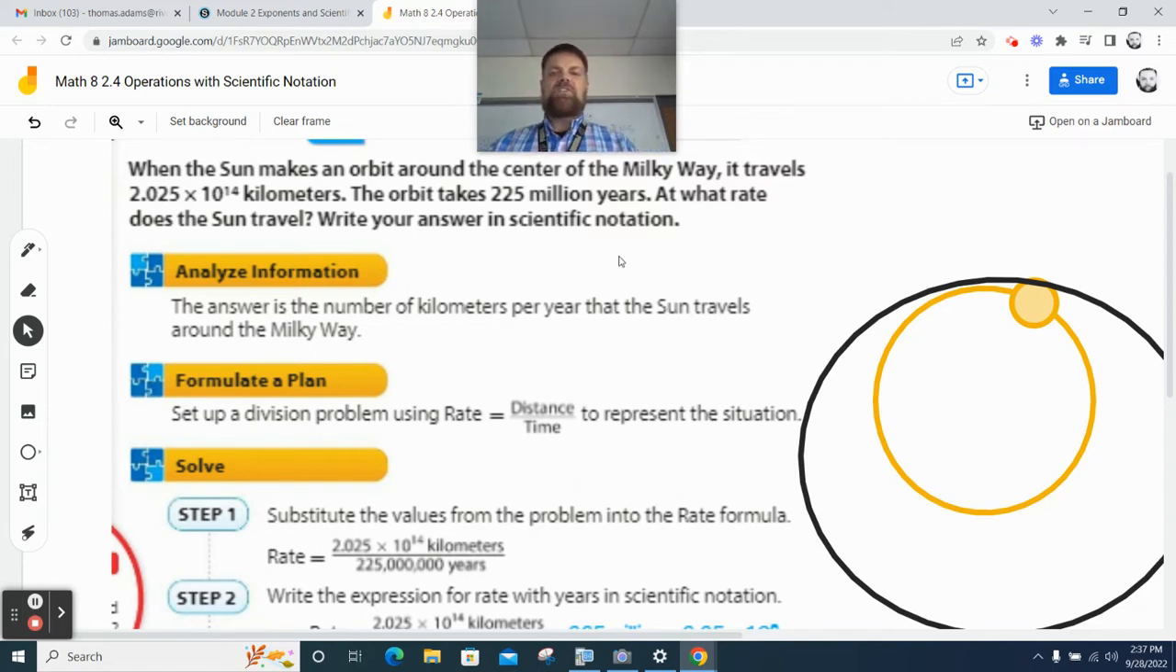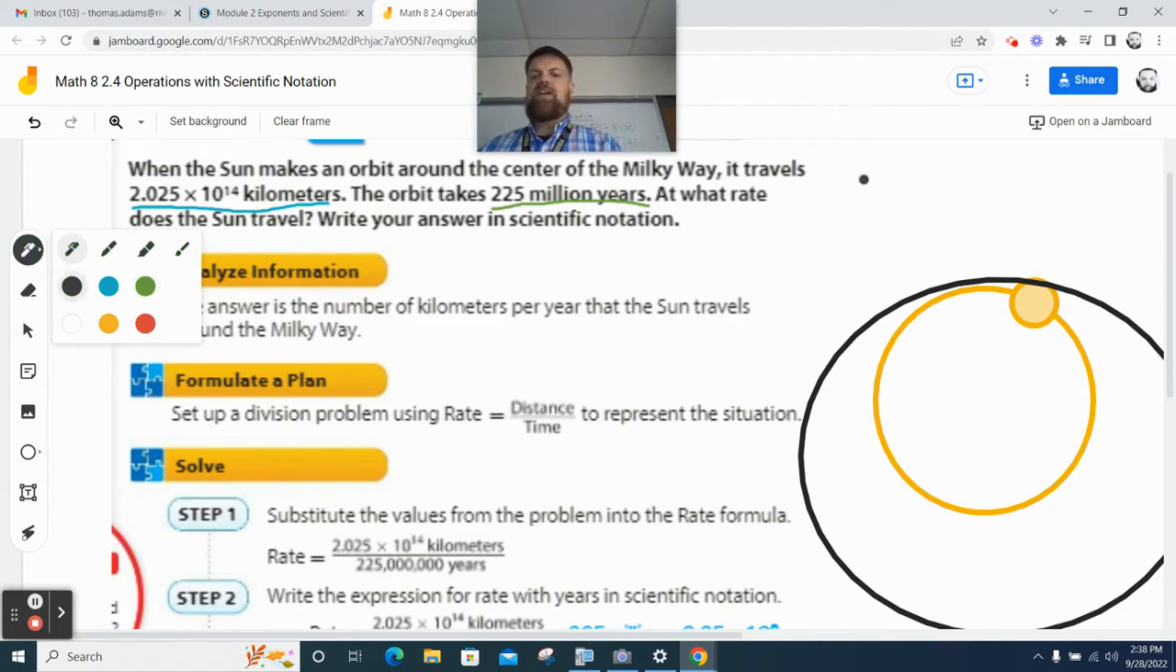So how is it doing it? Well, it travels. The total distance is 2.025 times 10 to the 14 kilometers. So that's a distance. The time that it takes is 225 million years. And then it says, at what rate does the sun travel? So here is, and I got this sideways. That's funny. That's why it wouldn't work right.